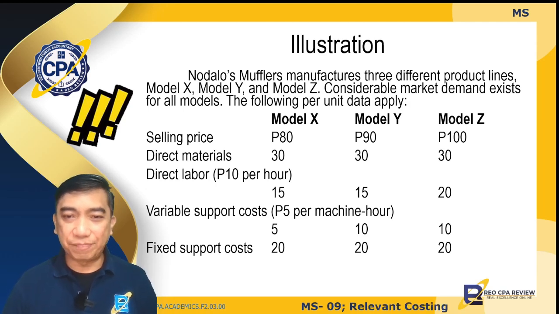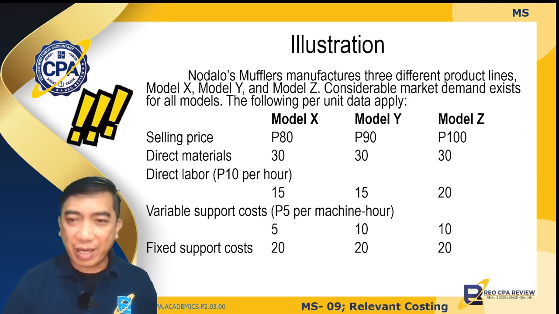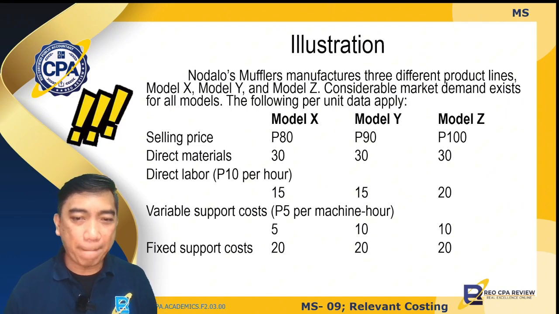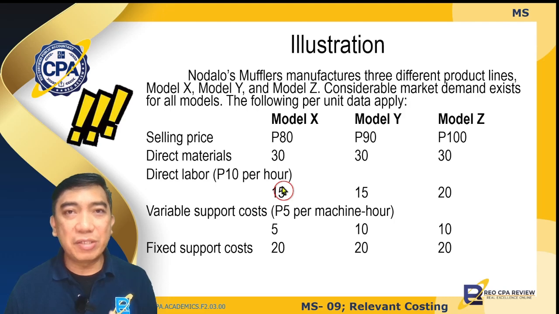Example or illustration. The Dallas Mufflers manufactures 3 different product lines, Model X, Y, and Z. Considerable market demand exists for all models. The following per unit data apply. We have Model X, Model Y, and Model Z. Selling price, materials, labor, variable support cost, and fixed support cost. Class, tingnan mo to ha. Meron tayong variable support cost, that is 5 pesos per machine hour. Ito naman si labor, 10 pesos per hour. Ano yung limited resource niya, kung meron man?